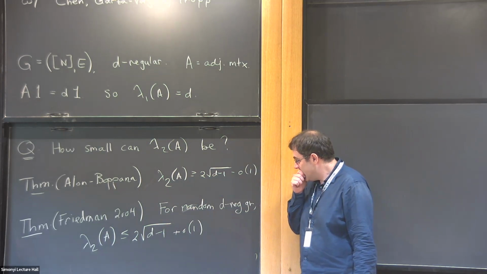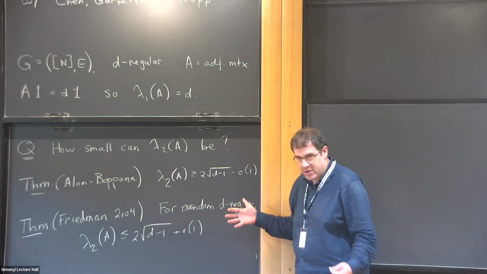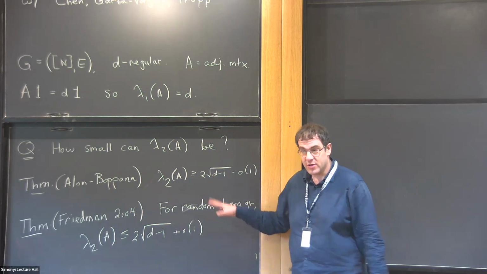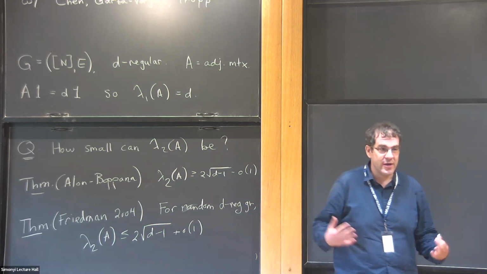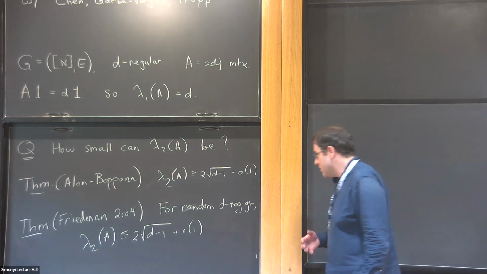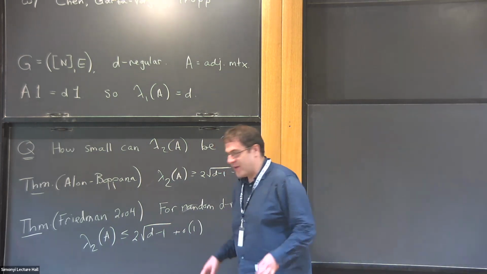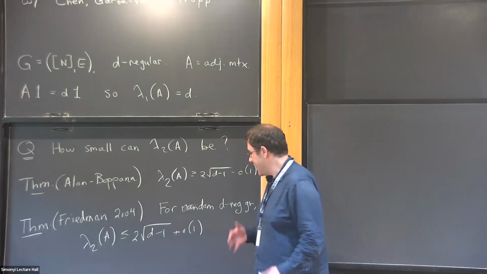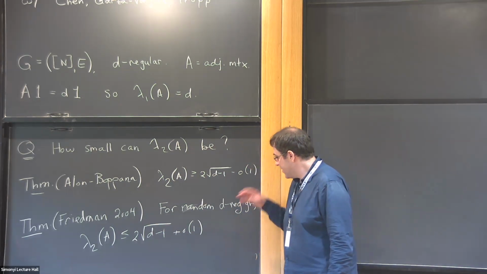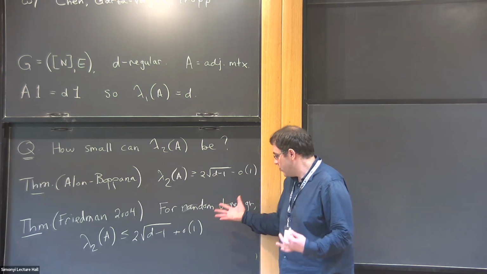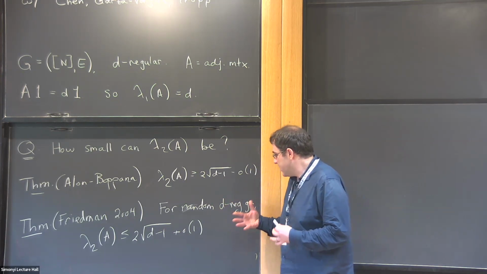And this was not an easy theorem. It was a really difficult theorem. The proof is a huge tour de force, okay? And I think it's fair to say that not many people understand Friedman's paper. I'm certainly not one of them, okay? But it was a hugely important breakthrough, but it was a very, very difficult theorem.